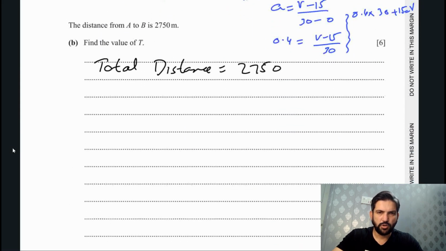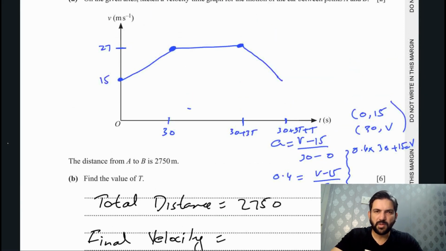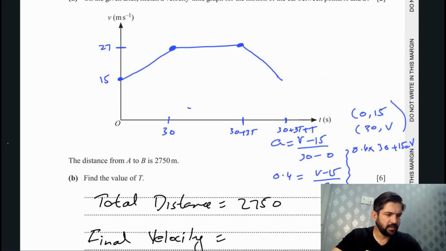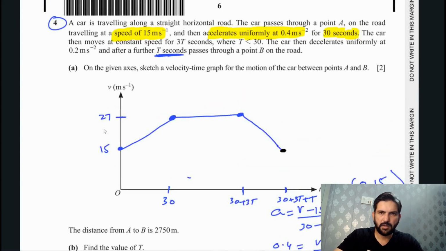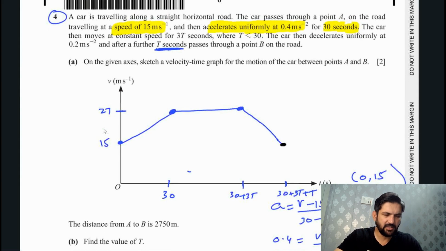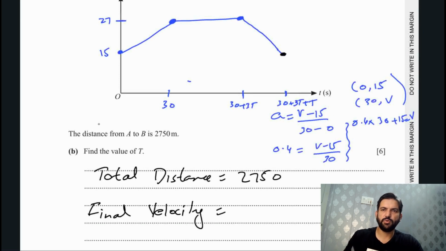So we know that the final velocity will be what? Final velocity will be this point. At this point, final velocity will be what? Then deceleration, or basically final acceleration, we can say that this will be 0.2. So for 0.2, we need to find out what?